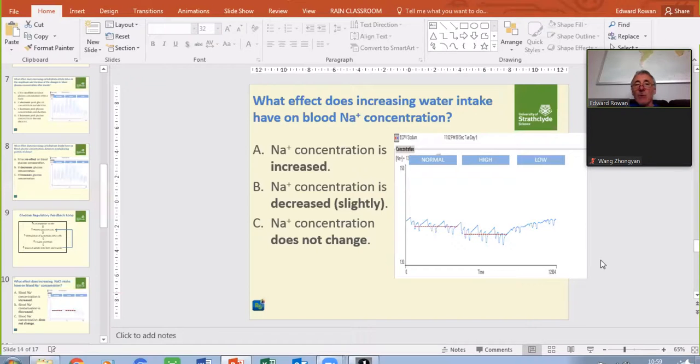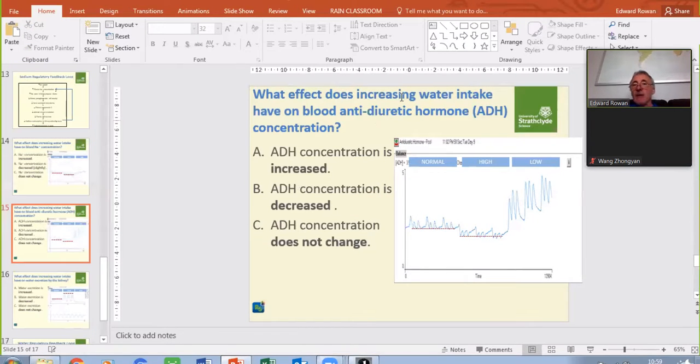Next one. What effect does increasing water intake have on blood antidiuretic hormone? You can see that as you increase your water intake, you get a decrease in the circulation of antidiuretic hormone to promote the excretion of water. And the opposite is true. As you have low water intake, you can increase levels of antidiuretic hormone to help reabsorb as much water as possible.